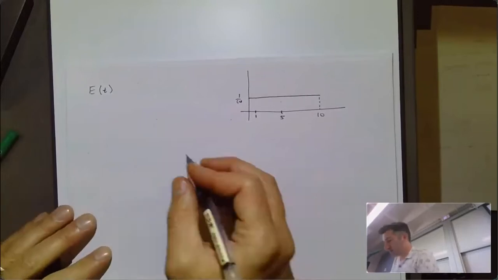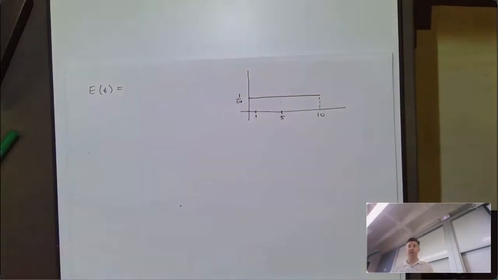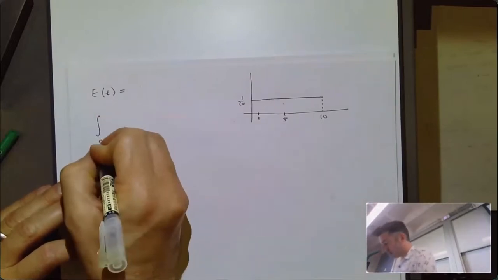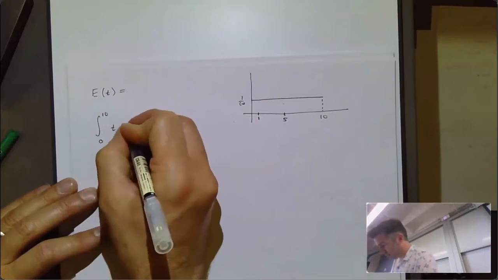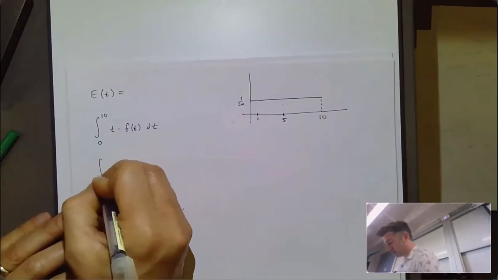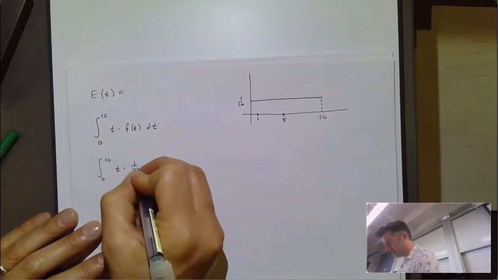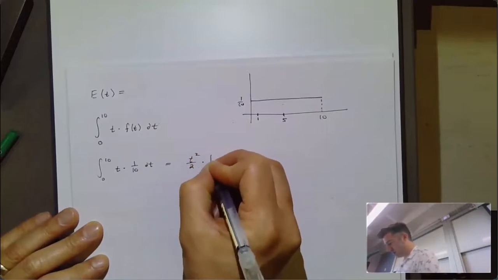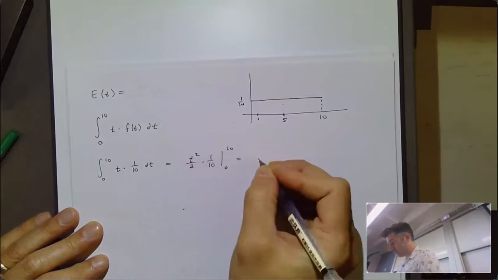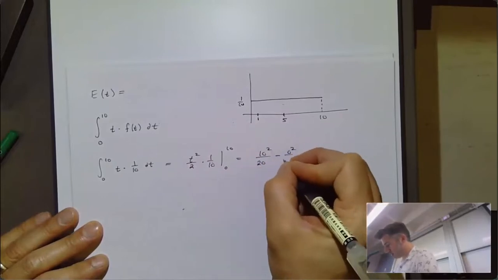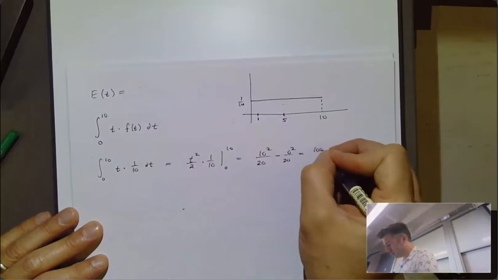Let's check and see. So the expected value is going to be, again, and you definitely should memorize this particular formula, the integral over your entire interval of your variable times your PDF. That's how we calculate the expected value. In this case, that's the integral from 0 to 10 of t times 1/10 dt. Integrating that, we get t squared over 2 times 1/10 from 0 to 10. Plug in 10, I get 10 squared over 2 times 10, which is 20, minus 0 squared over 2 times 10. That's going to equal 100 over 20, which is, of course, 5.